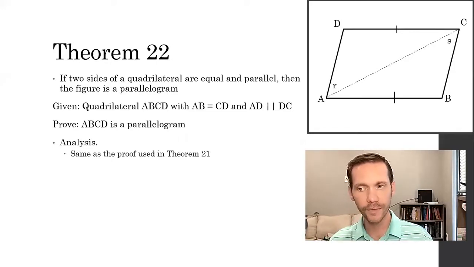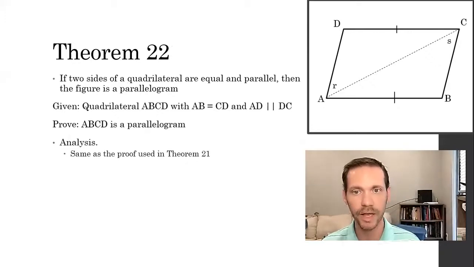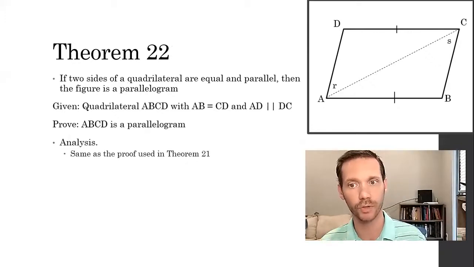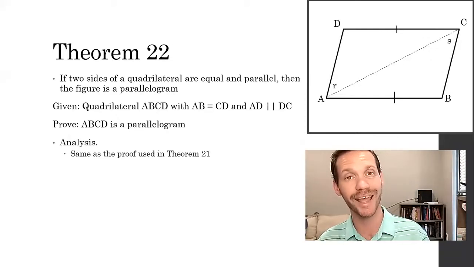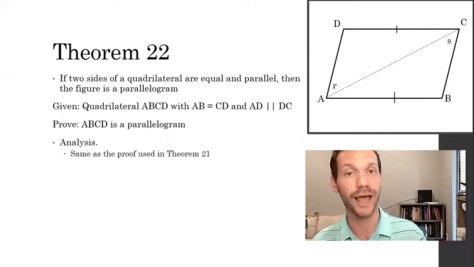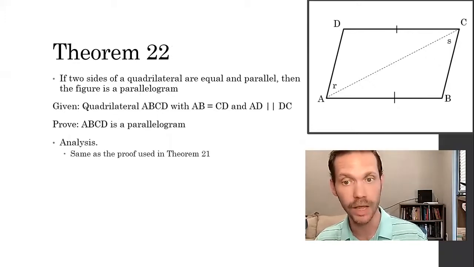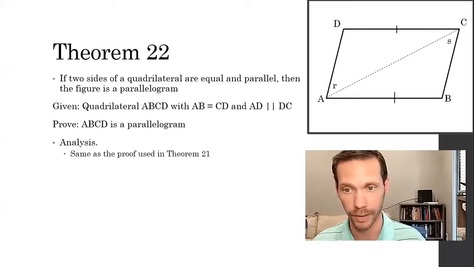So here, rather than working with both sets of opposite sides, we're going to pick one set of opposite sides and say that if two sides of the quadrilateral are equal and parallel, so Theorem 21, we just had them as equal, but now we have one set of opposite sides that are equal, and we're also given that they're parallel. Then from here, we can go ahead and show that the figure is also a parallelogram.